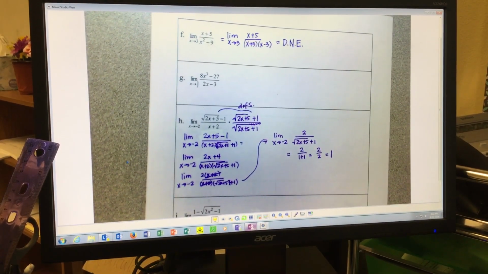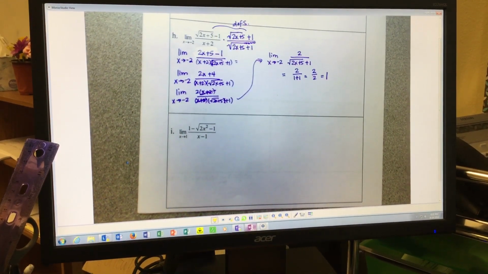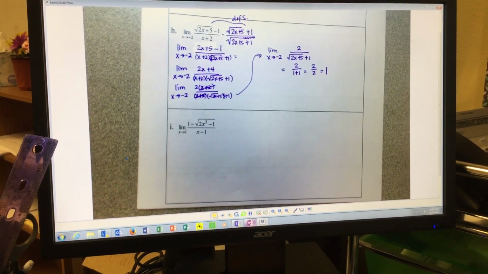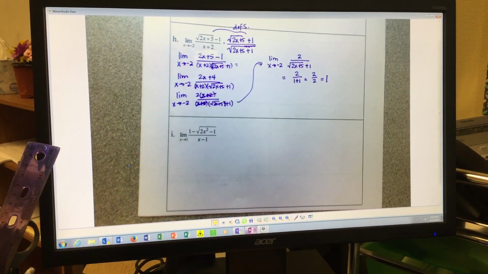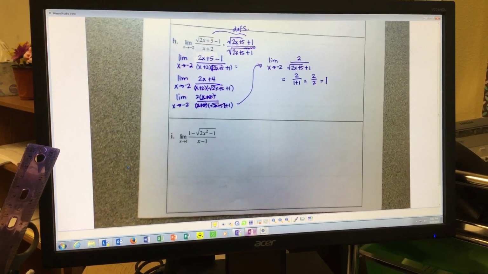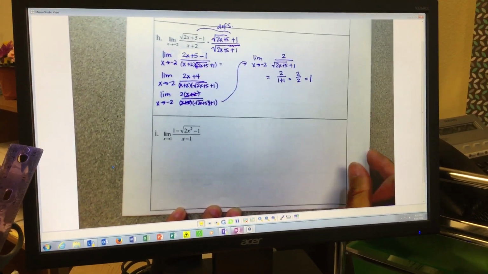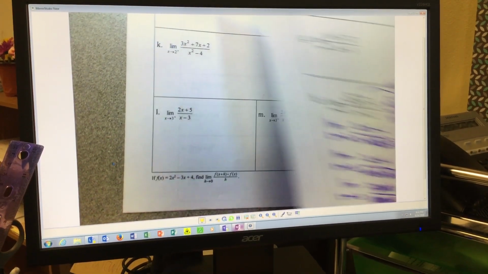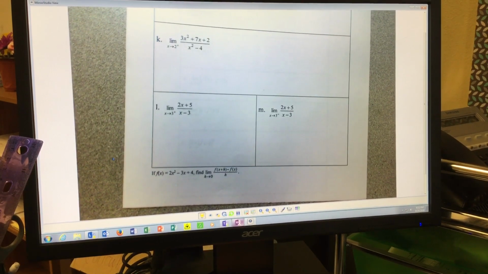All right. Okay, what I want you to do is try letter I at the moment and see if you can get that answer. So press pause at this time and see if you can do letter I. Okay, we're going to move on to the next one.